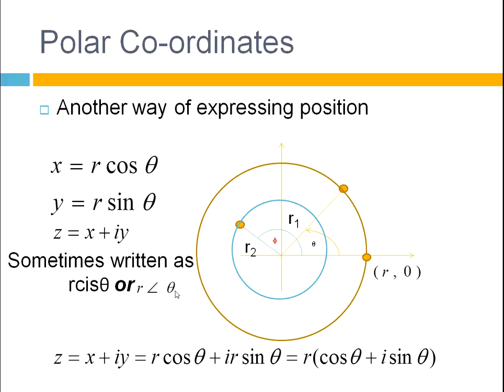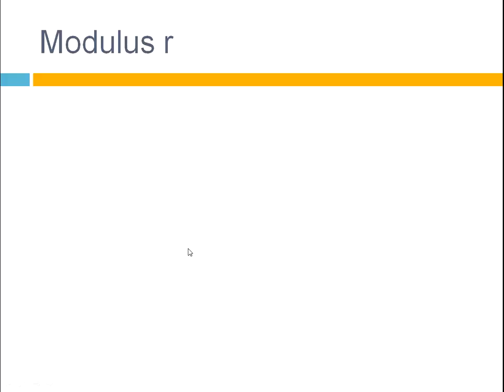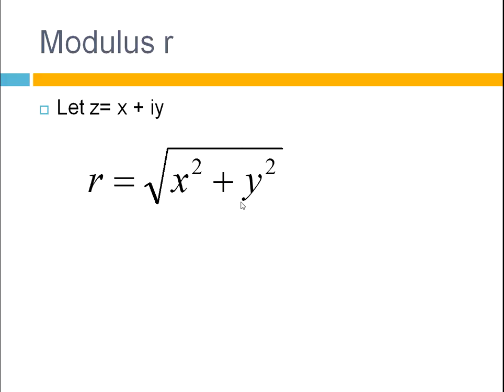So we're going to look at how to find the modulus r. It's very simple, it just comes from Pythagoras. You get this expression here. If you draw out a point there, it's quite obvious.